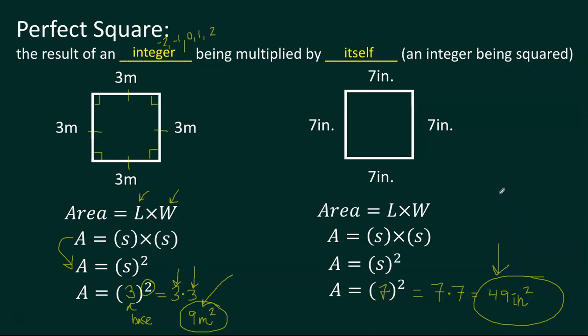Mathematicians saw these special numbers like 9 and 49, and they wanted a name for them. And they realized, well, these numbers are the area of a square that has a side length that is an integer. So the area of this square is 49. The area of this square is 9. And so they decided, well, a good name for these numbers would be perfect square numbers, or for short, you can just call them perfect squares.